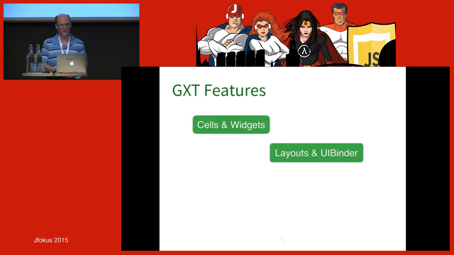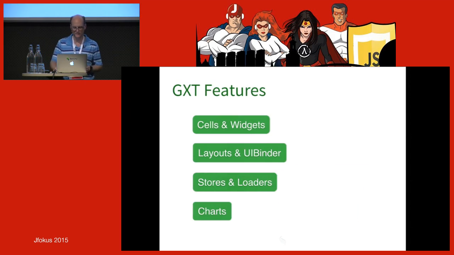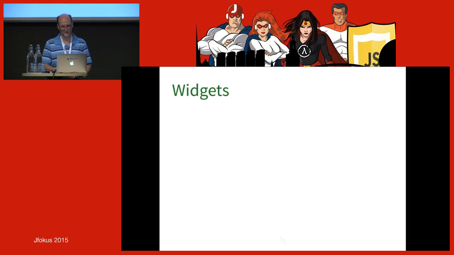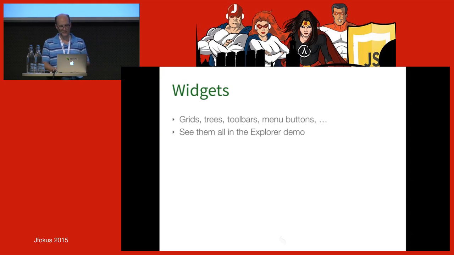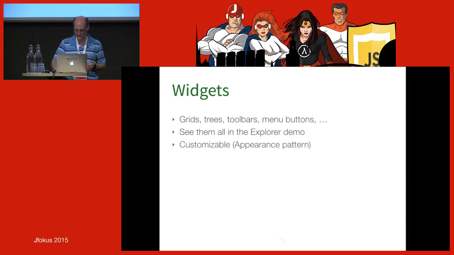Okay, so let's go back and talk about some specific features now, starting with cells and widgets. So you can see them in the Explorer demo. You know that they're customizable because we've seen that now. GWT introduced the appearance pattern in the core framework, and we tracked with that, so we also allow the appearance pattern. So this is where you're actually writing Java code to customize the behavior of the widget a little bit beyond what you could do with just CSS. You can still use CSS, of course, as much as you like, but if you need to customize a little more deeply, then that is supported.